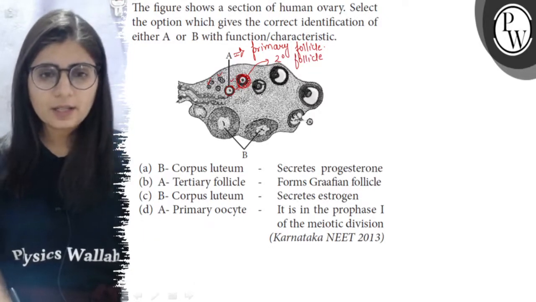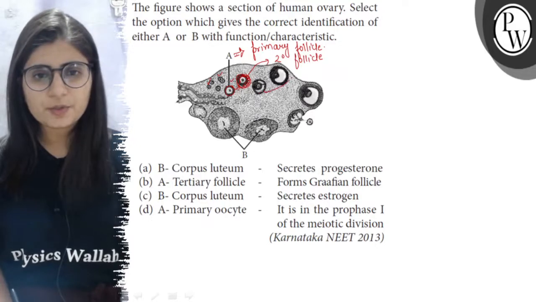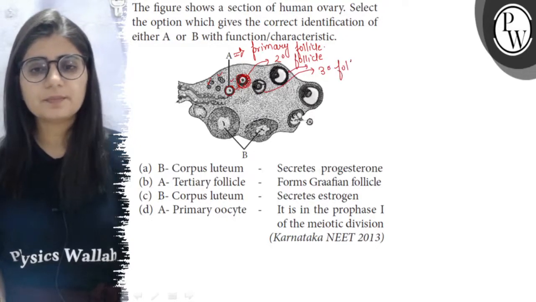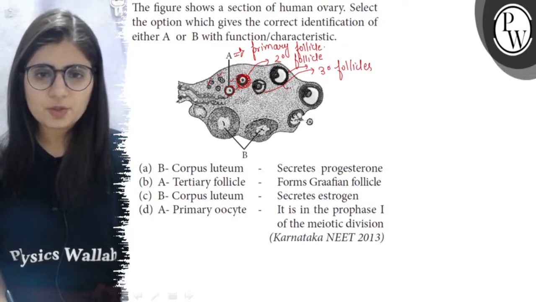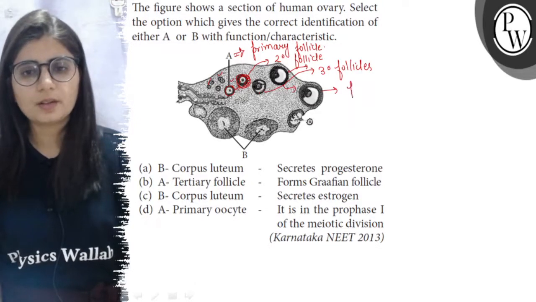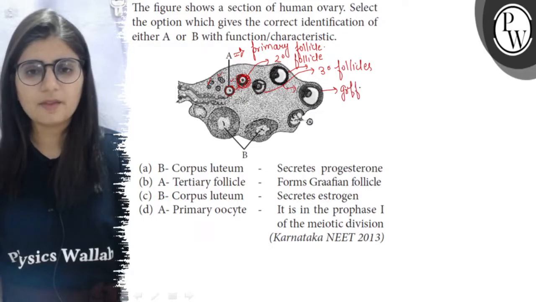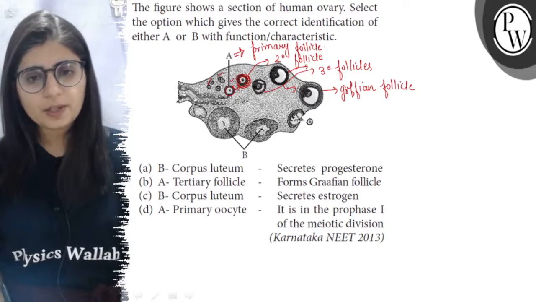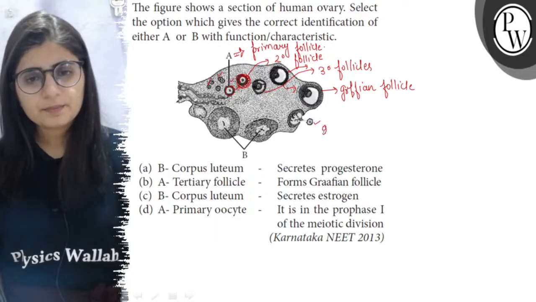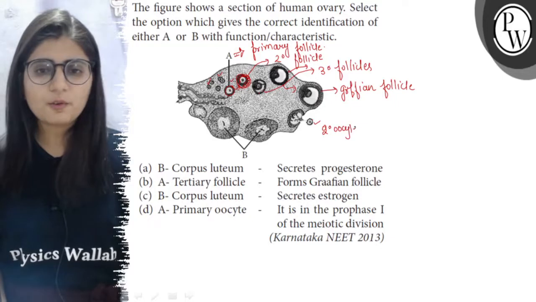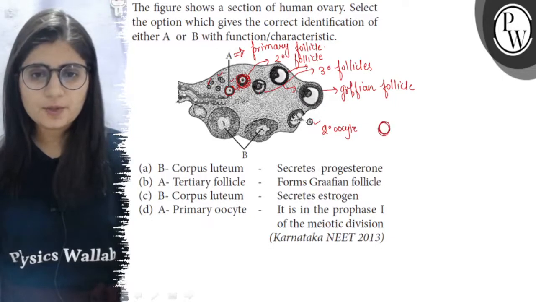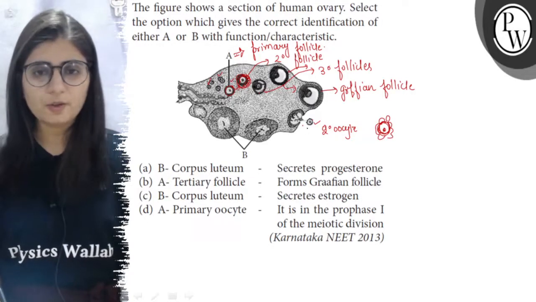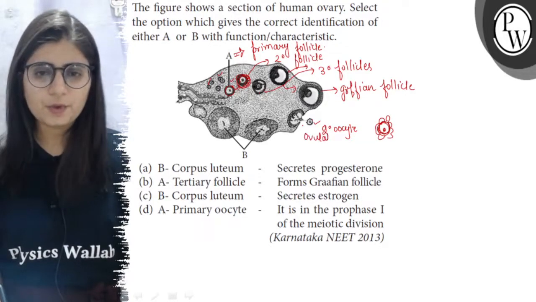Now the secondary follicle develops where a cavity is formed. So this is called a tertiary follicle. So these are the tertiary follicles. Now the tertiary follicle matures further to form a mature Graafian follicle. So this is a Graafian follicle. Now from this follicle, the secondary oocyte along with a layer of zona pellucida and some follicular cells is released from the ovary. Now this process is called ovulation.